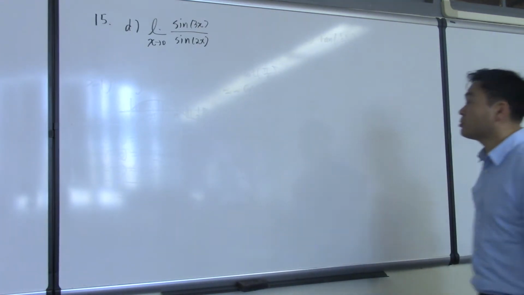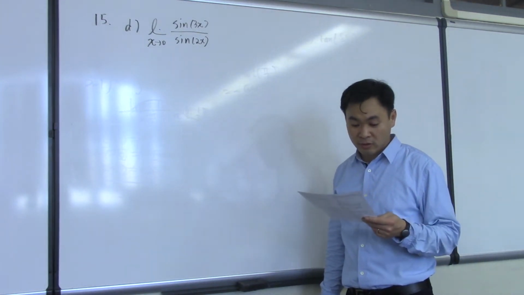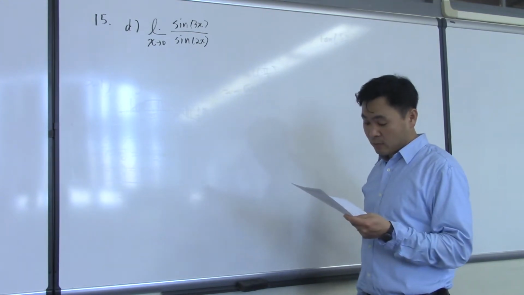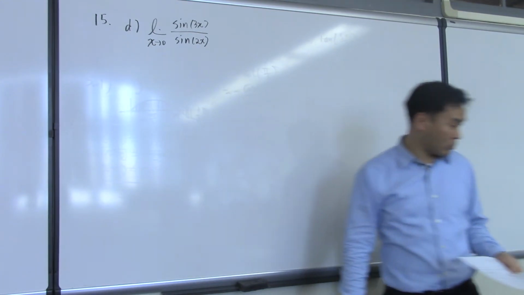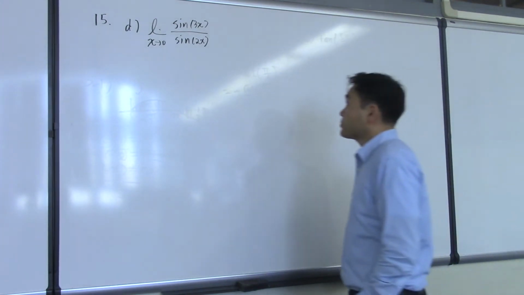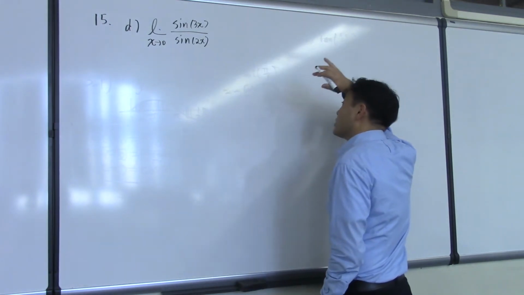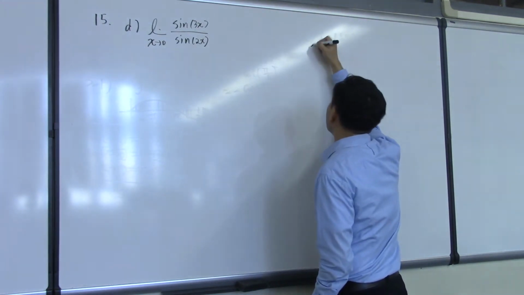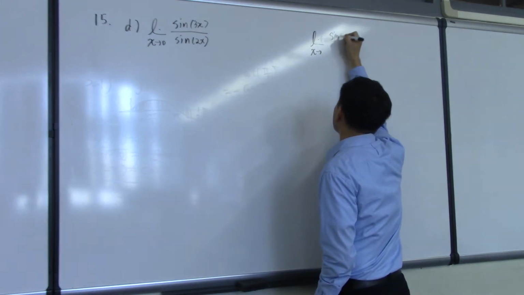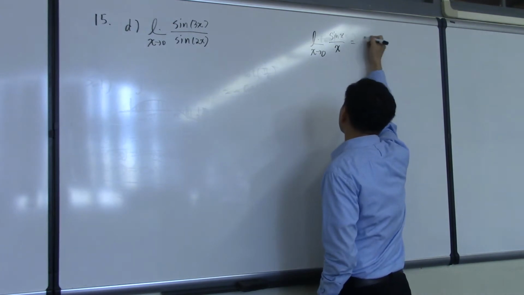However, another way to do this is, it says in question 16, reduce the limit of question 15 using analytical methods. So let me try to use analytical methods for this. Okay. So the way you do the analytical method is, first you have to remember the limit as x goes to 0 of sine x over x is equal to 1.